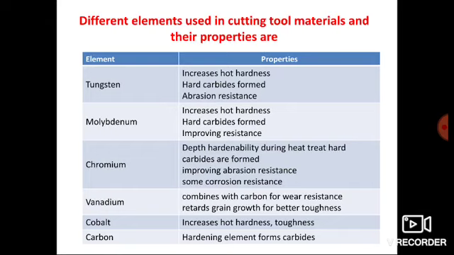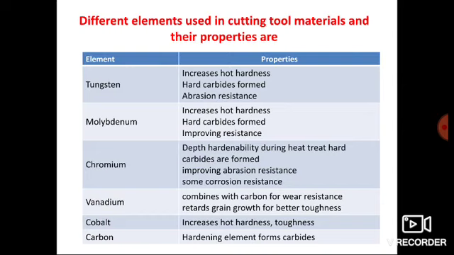Then chromium is added, so deep hardenability during the heat treatment is increased. Then carbides are formed, again abrasion resistance gets increased by the addition of chromium, and we are getting some corrosion resistance if the chromium is added, because while machining the cutting fluid is used. So the cutting tool comes in contact with the cutting fluid, so it may corrode. So to avoid that corrosion, sometimes chromium is also added. Then vanadium, it combines with the carbon for wear resistance, and it retains the grain growth for better toughness.